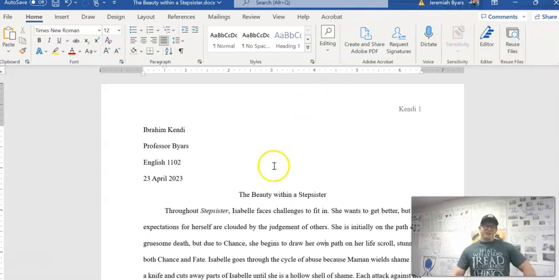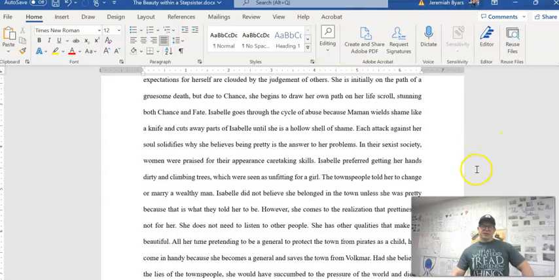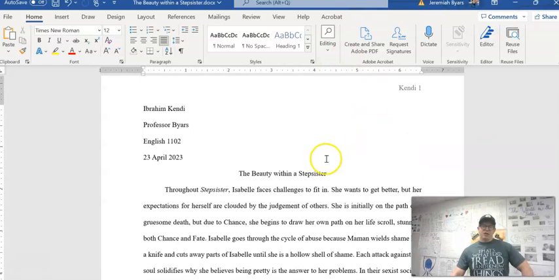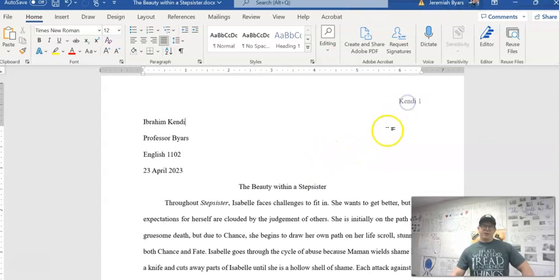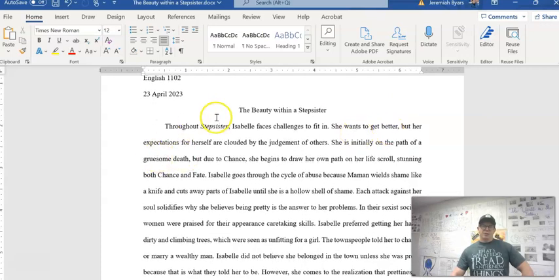Okay. Cool. All right. Here we go. So let's work on this. The Beauty Within a Stepsister. This book is about a stepsister. So I imagine this stepsister here is not referring to the title, but it's referring to an actual stepsister. So clever.